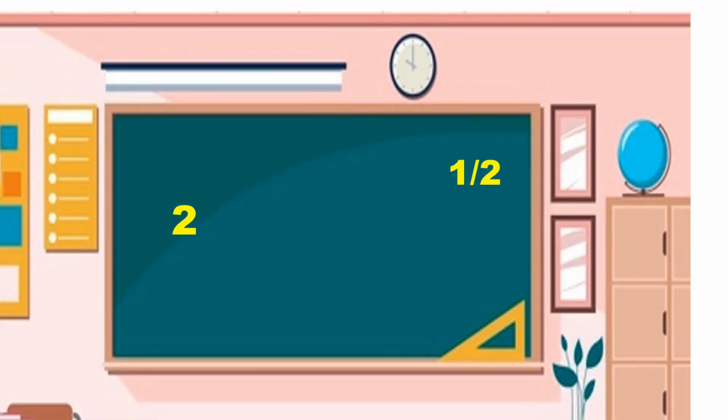Is it 2, 1/2, or 2/1? That's right. The answer is 1/2. Therefore, the probability of getting a head is 1/2. But why 1/2? What is 1 and what is 2?